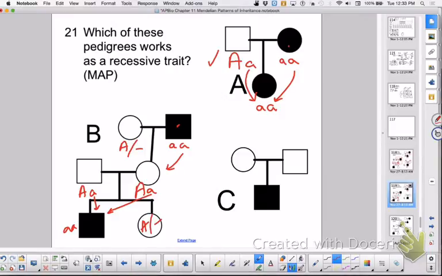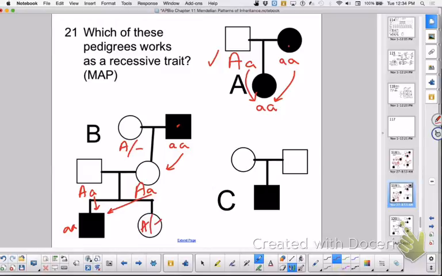Yes? For the sake of this problem, the square or circle doesn't matter, it's just like the parents. If it's autosomal, it does not matter. If it's sex-linked, it does. For the sake of this problem, when I just said recessive trait, it doesn't matter at all.